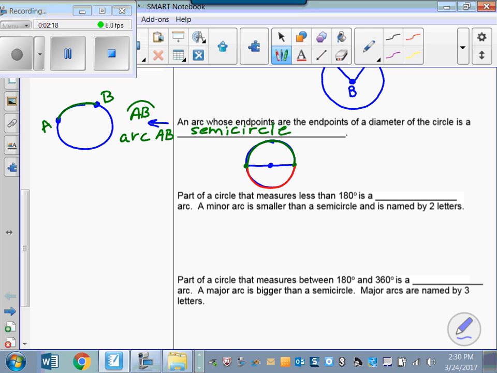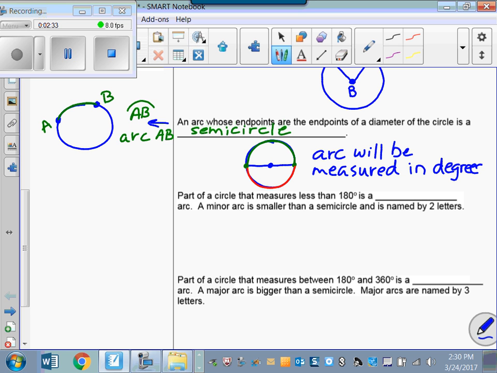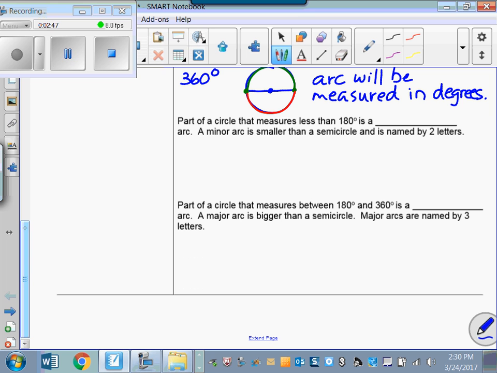Okay, and just in case you don't remember, we're going to measure arcs in degrees. And an entire circle has 360 degrees, so a semicircle is going to have 180 degrees. Okay, I think you probably already knew that. Okay, part of a circle that measures less than 180 degrees, so we're talking about an arc of a circle here, that's going to be called a minor arc. A minor arc if it's less than 180 degrees.